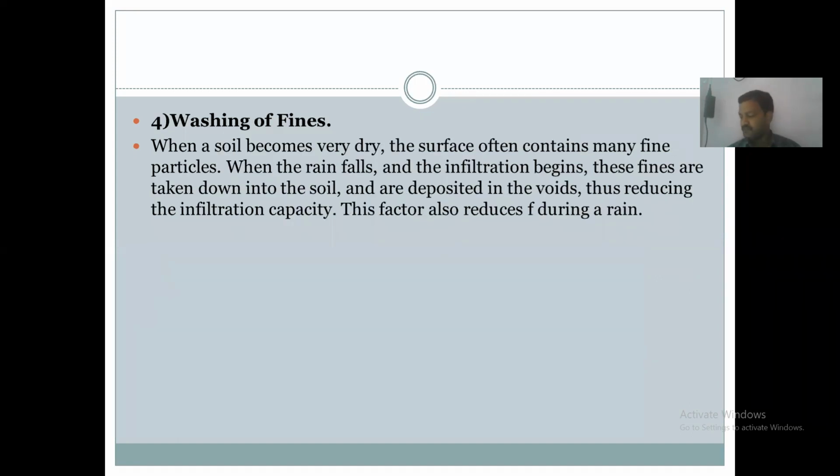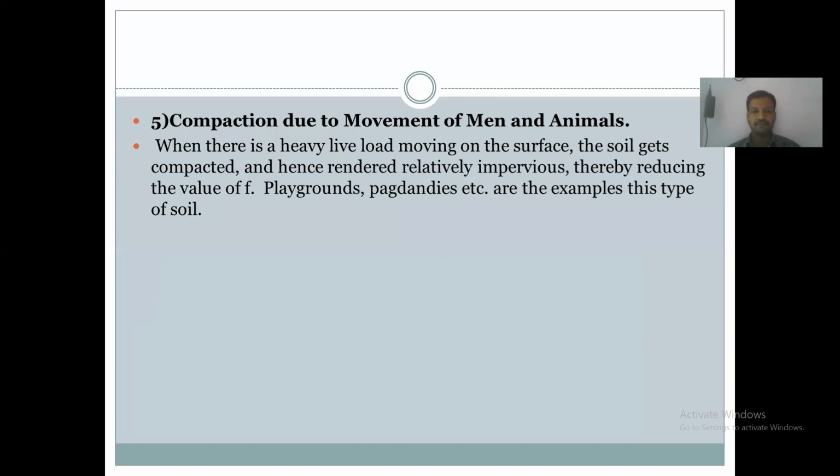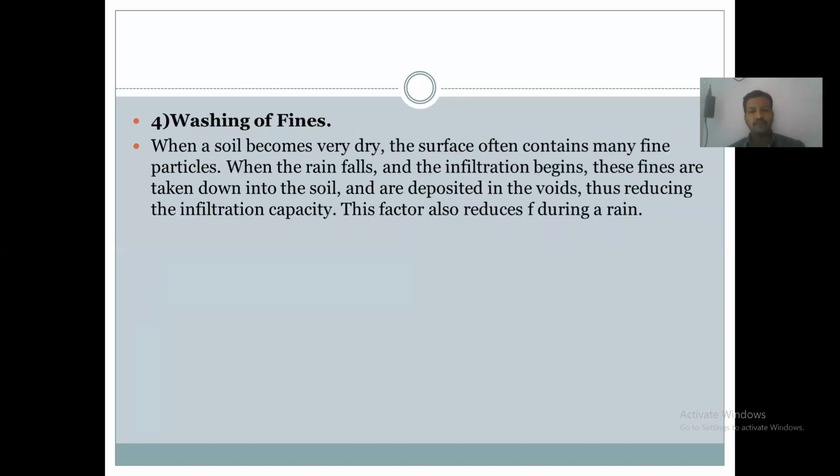Did you understand? Fourth factor is washing of fines.